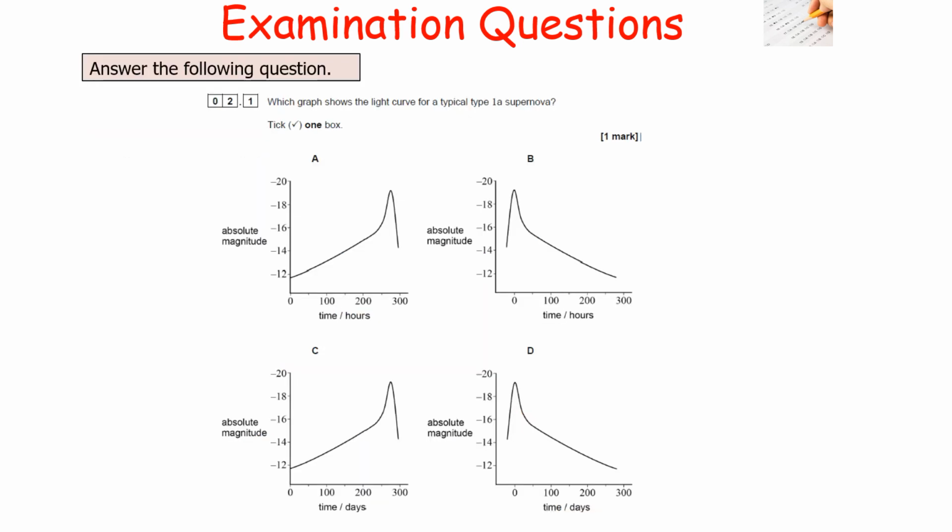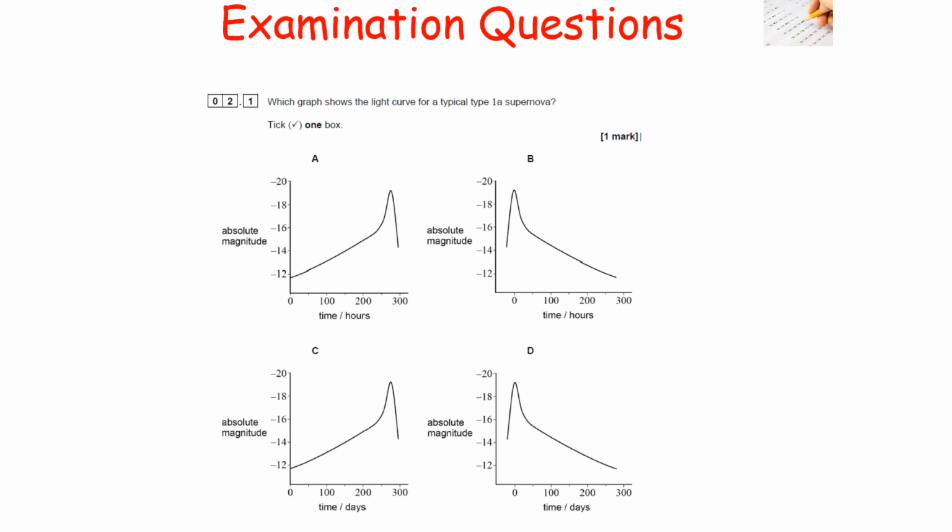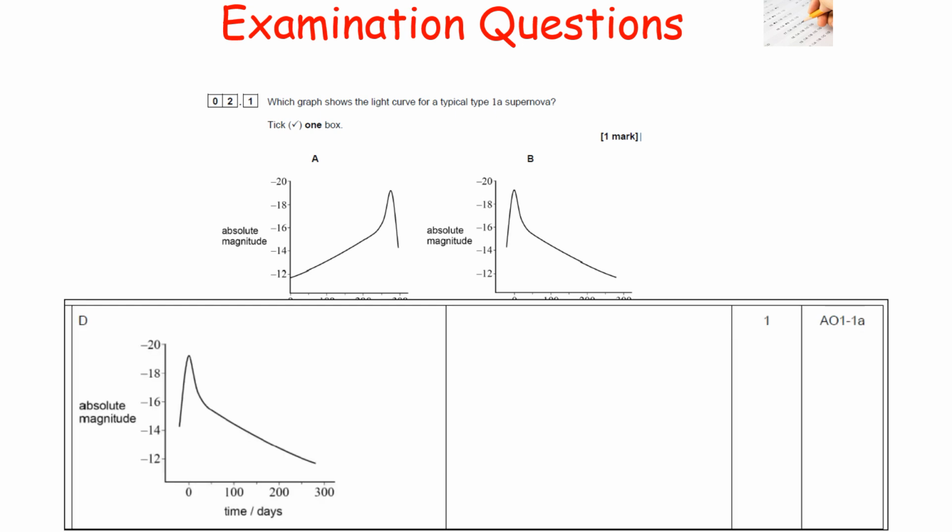The next question says, which graph shows the light curve for type 1a supernovae? So pause the video now, then unpause the video when you want to go through your answer. As mentioned before, the key factors for the light curve for a type 1a supernova are that you get an absolute magnitude peak at about -19, and that happens about 10 days after the actual supernova, and it then tails off over the next 300-400 days. The only one that shows this for us is the answer D.